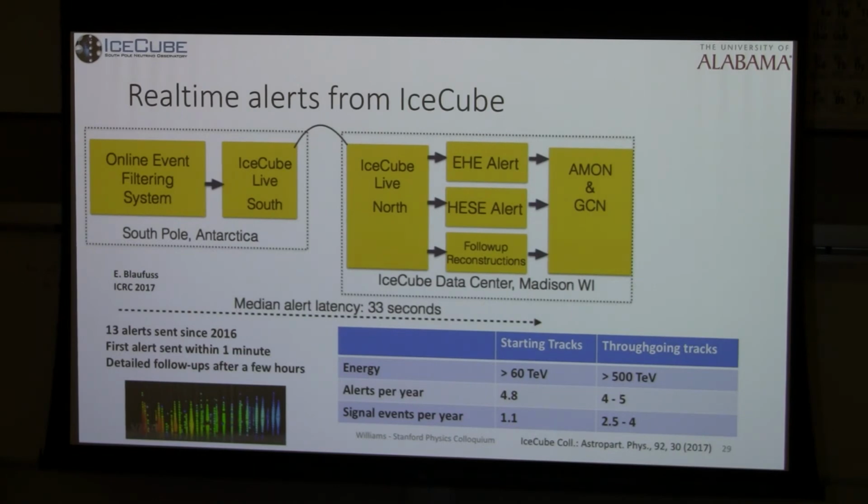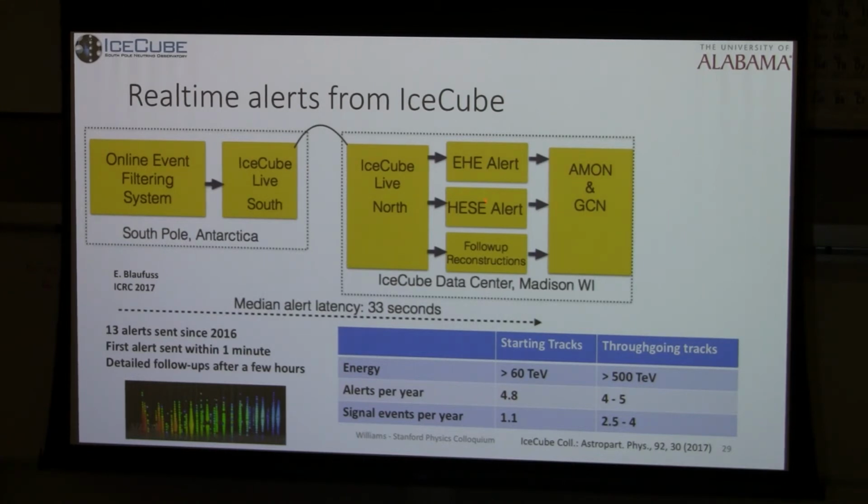So we want to try and get electromagnetic partners especially involved early on. For the past year or so, past 2 years now, we have been sending real-time alerts from the South Pole. We send these alerts with a latency of less than a minute. Median latency is 33 seconds. And so we have a filtering system which picks out interesting events, and then they're checked on the monitoring system in the south, then they're sent to the north.